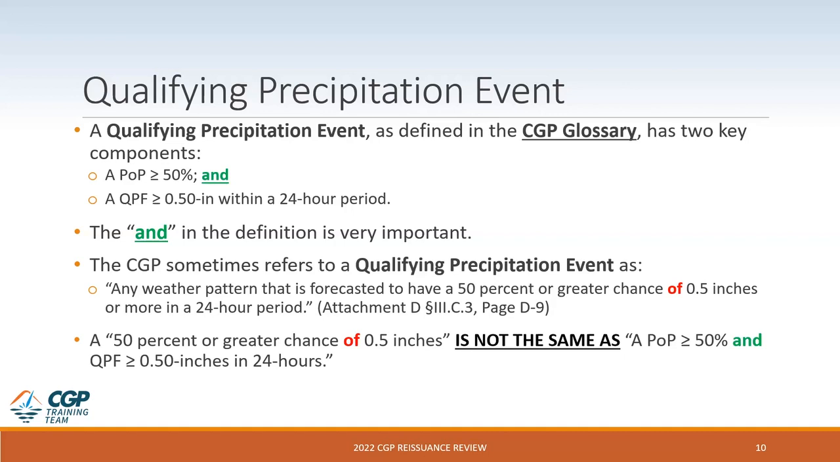It's important to note that the construction general permit sometimes refers to a qualifying precipitation event as any weather pattern that is forecasted to have a 50% or greater chance of 0.5 inches or more in a 24-hour period. A 50% or greater chance of 0.5 inches is not the same as a probability of precipitation greater than 50% and a QPF of 0.5 inches or more in a 24-hour period.